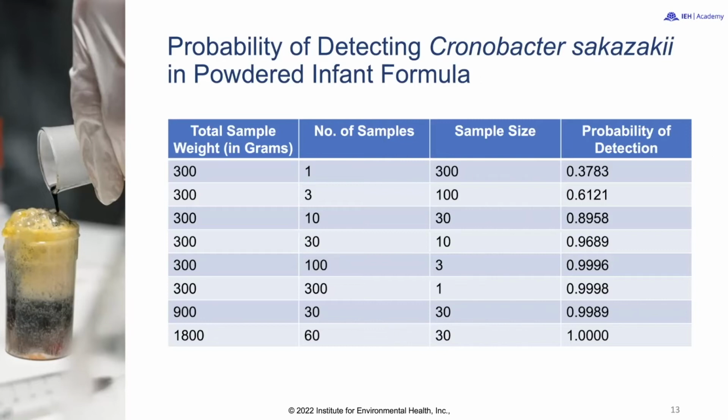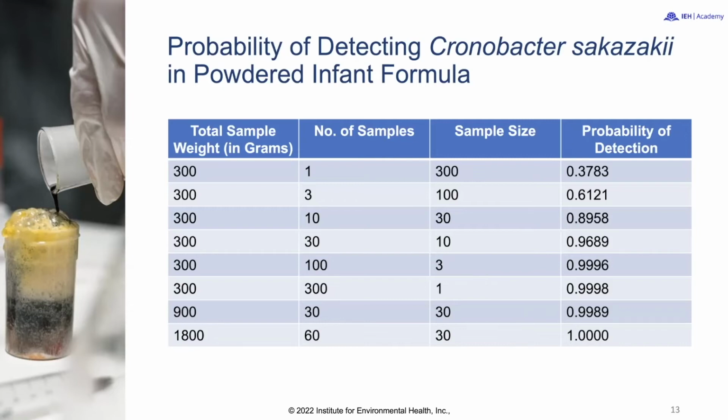Well, what if we go to a beginning, middle, and end strategy, and this time we collect 3 100 gram samples? Great, our odds improve. Now we've got a 61% chance of finding that positive result in this lot. That's still not very good. I mean, we're talking infant formula here, and we're talking about a pathogen that is highly likely to kill a young infant. This pathogen causes brain abscesses and meningitis. It's bad. I'd like to do better.